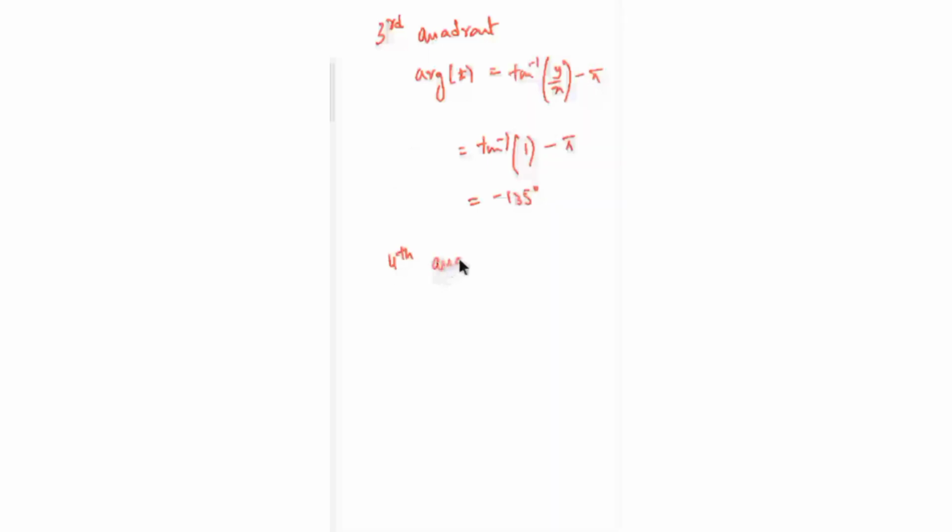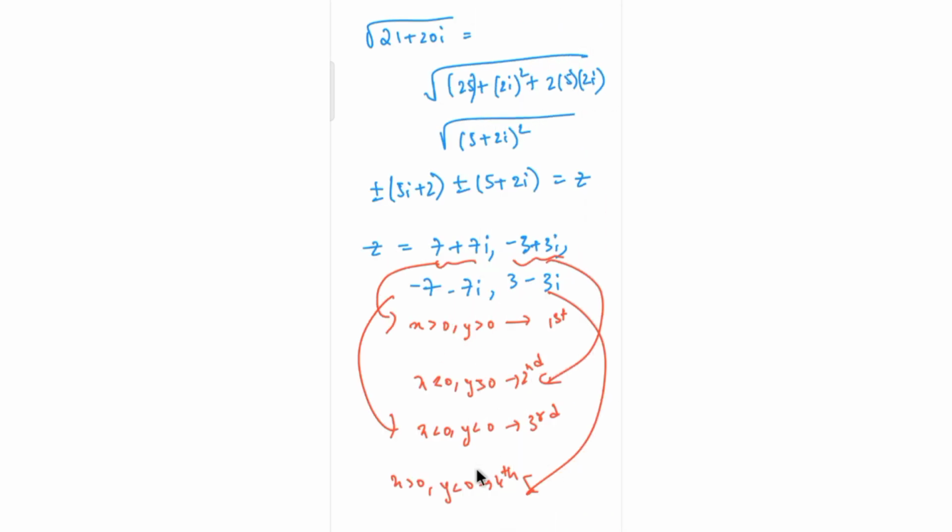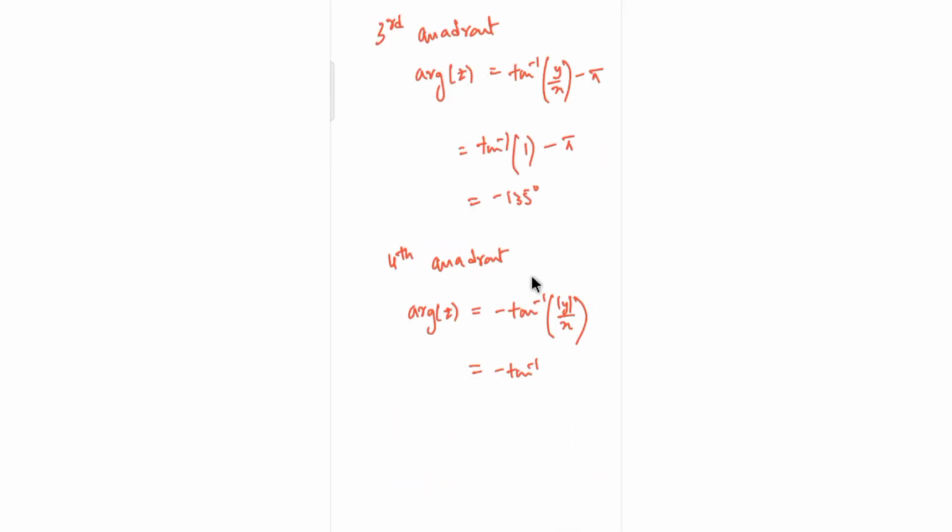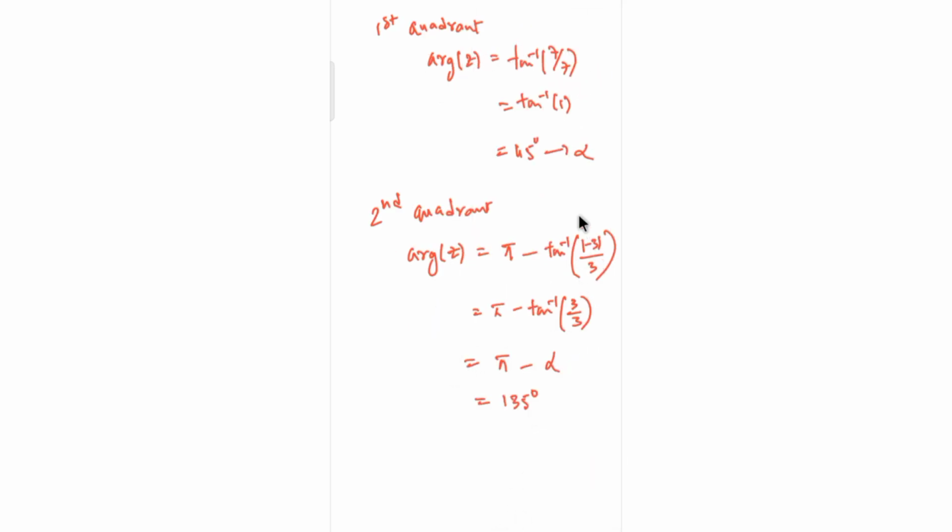And for the fourth quadrant term, argument of z is minus tan inverse of mod y by x. The fourth quadrant term is 3 minus 3i, so it is mod of minus 3 by 3, again minus tan inverse 1, so it is minus 45 degrees. Here there is a small mistake: x is negative in the second quadrant, so it is tan inverse of 3 by mod of minus 3. So this is what we're going to get.